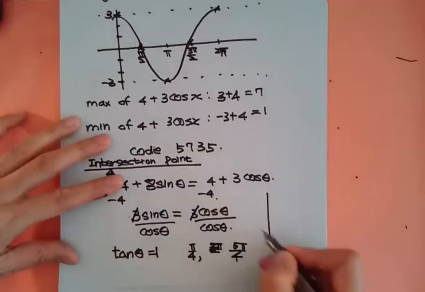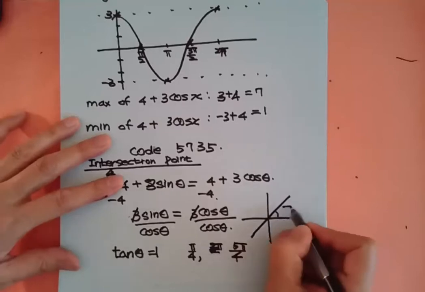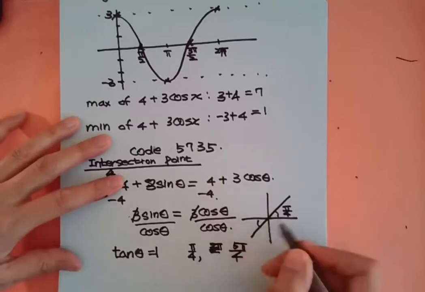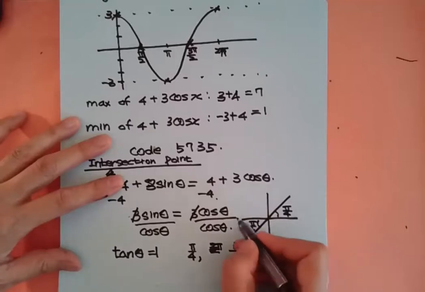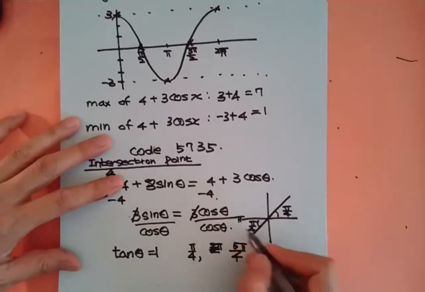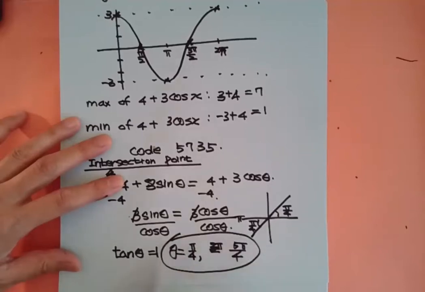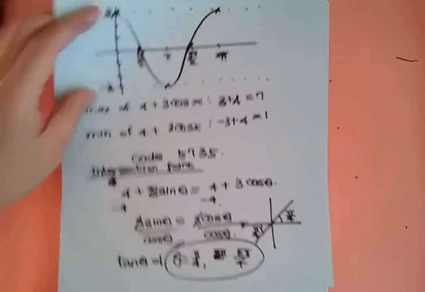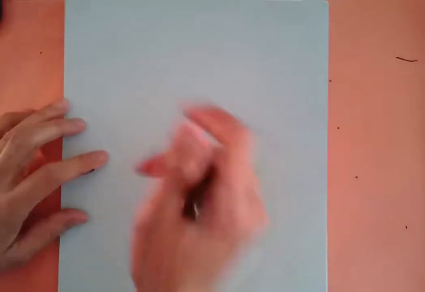That becomes either in the first quadrant or the third quadrant with the reference angle pi over 4. This is pi, and when we add them up, we have 5 pi over 4. So theta equals pi over 4 and 5 pi over 4. That is the intersection point. So let's shape the graph in the same plane.